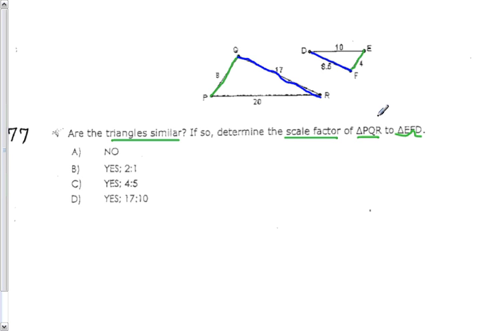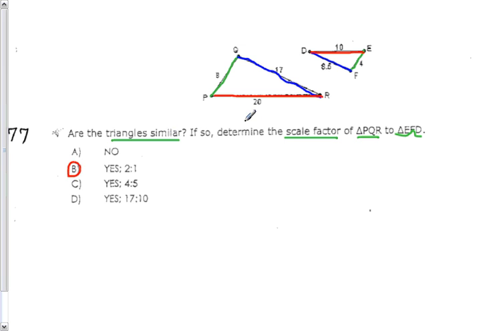I'll switch to a red marker to look at our last one. So the only side we haven't done yet is PR, and we'll look, that is the first and third letter, and so it should correspond to ED, which is the first and third letter of that triangle. And if the similarity holds true, then it should be 2 times larger, and 20 is 2 times larger than 10. So yes, these are similar triangles, and their scale factor is 2 to 1.